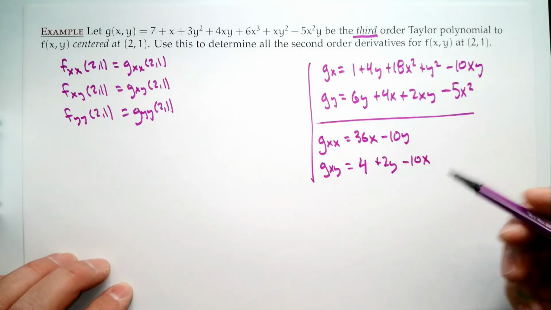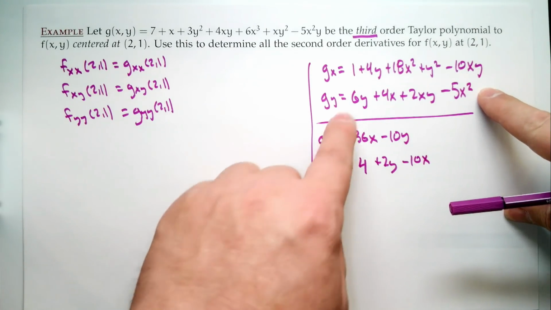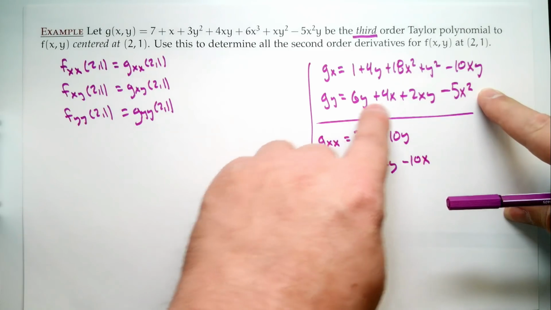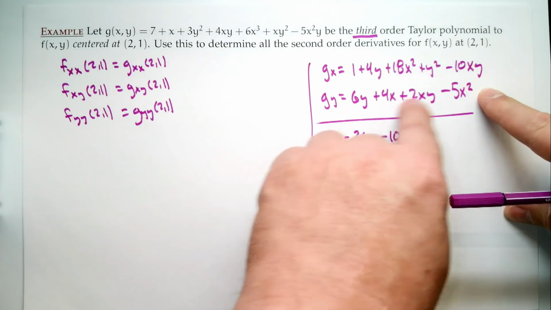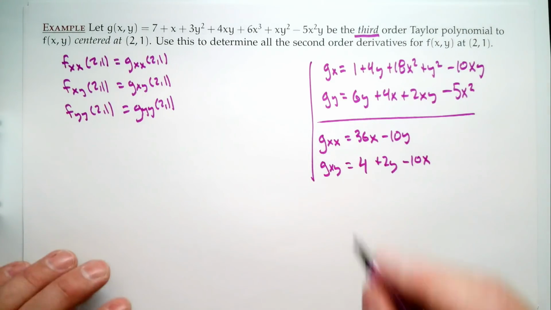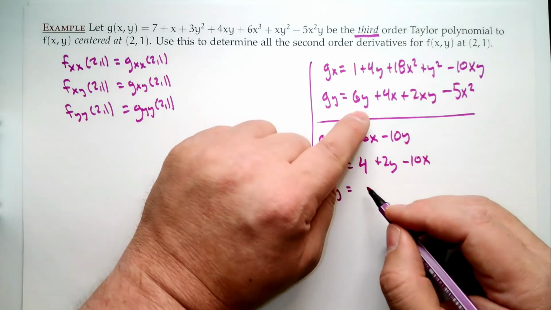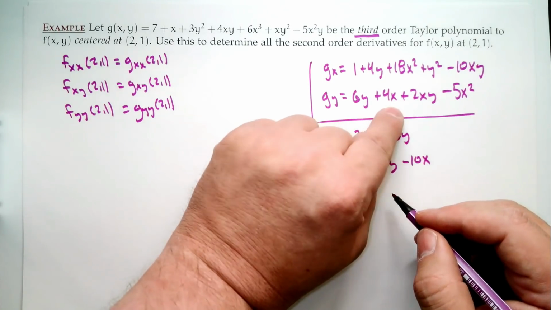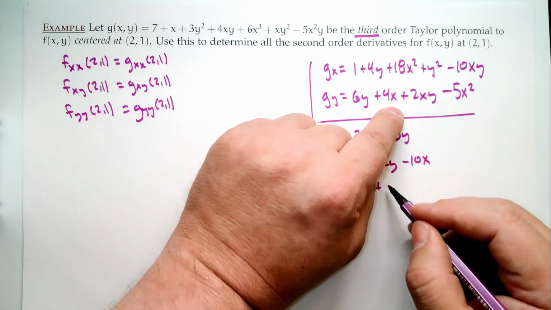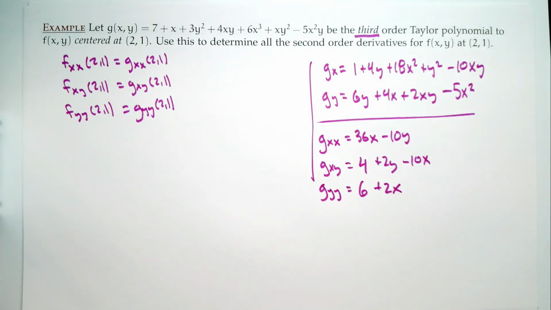Now, one thing you can do to check is go to your derivative with respect to y and now take the derivative with respect to x. You'll see you get 0, and then 4, and then 2y, and minus 10x. They should match. g_yy, well, this becomes 6. That 4x goes away, plus 2x, and the minus 5x squared goes away. All right, so here are our second order derivatives.